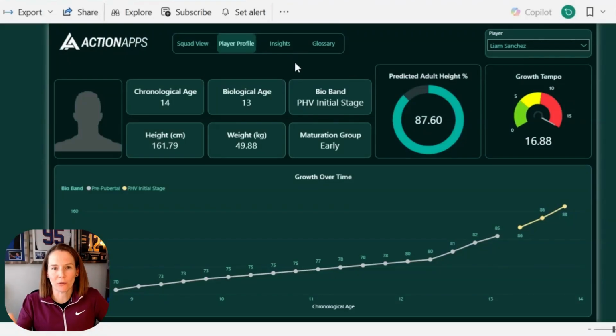With this individual, we've got definitely a couple of risk factors highlighted, in that they're coming up to peak height velocity. They're growing at a rapid speed. So this is someone we would certainly want to keep an eye on from an injury risk perspective.